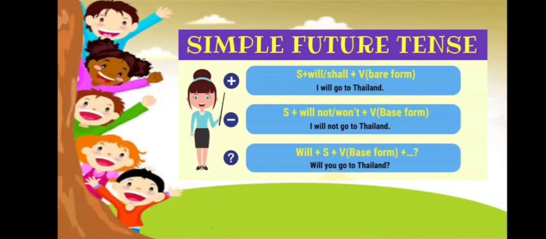For the interrogative sentences, will comes first, then the subject, and then comes the verb in its first form. And the whole sentence ends with a question mark. For example, will you go to Thailand?